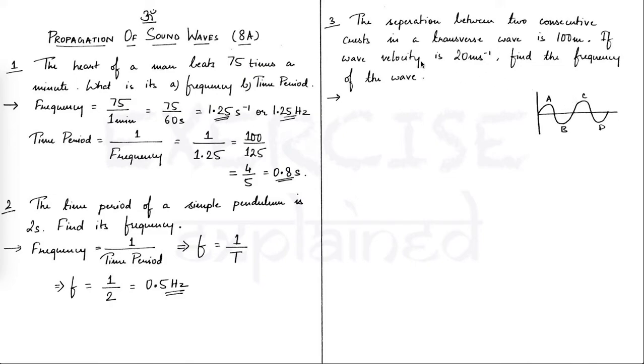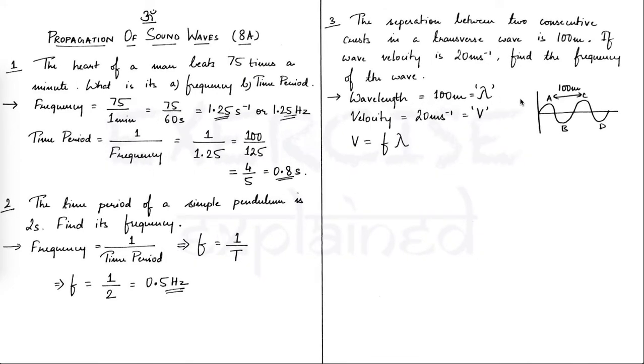If the wave velocity is 20 meter per second, find the frequency of the wave. So here, this is the 100 meter here. So wavelength is 100 meter. Now this is denoted by the letter lambda. It is written like this, as you can see here.